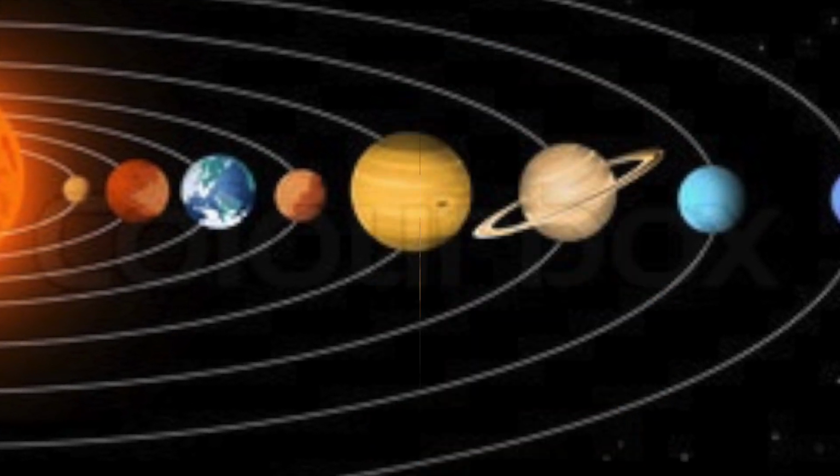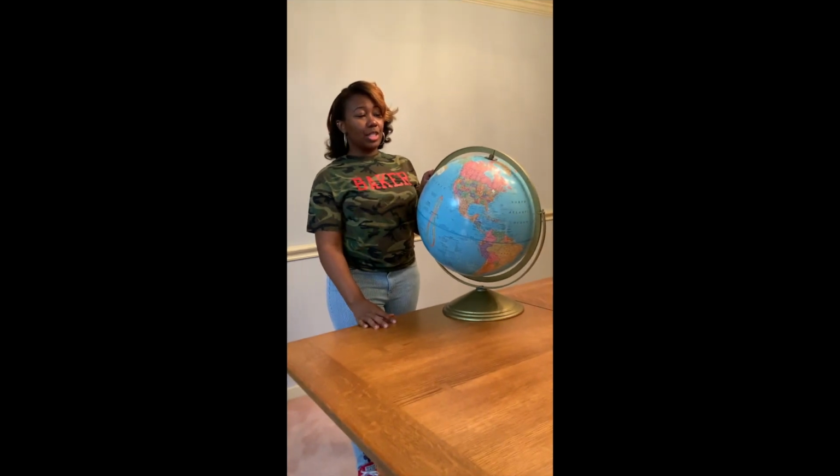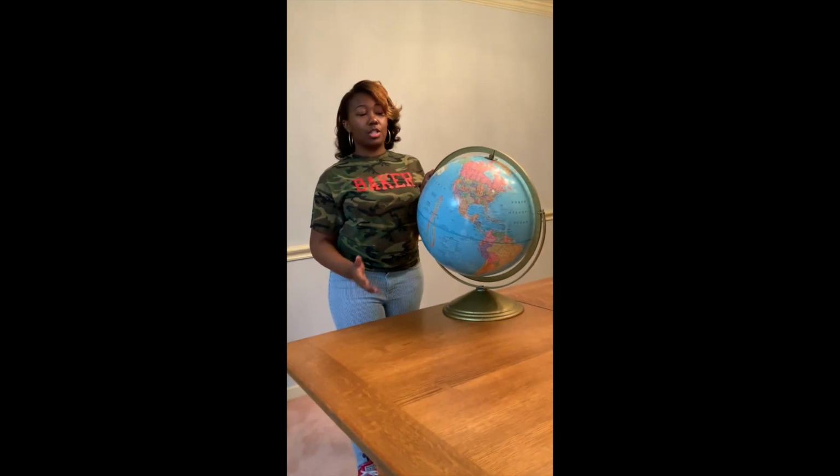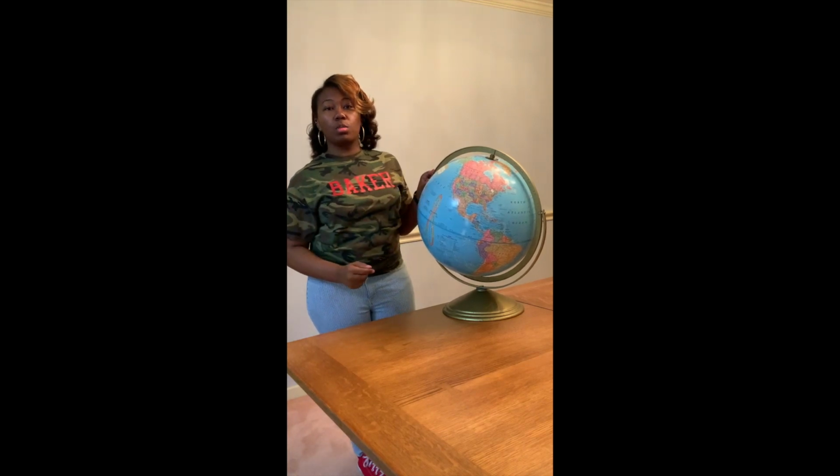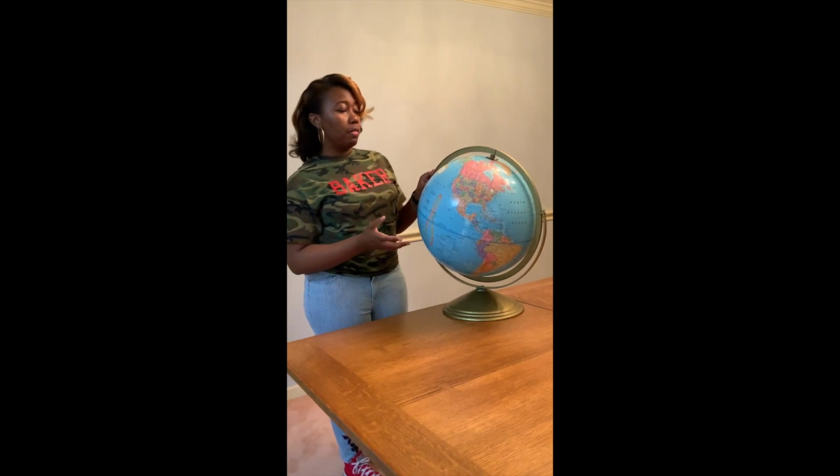Today we'll be using models to learn how we get day and night and our moon phases. Now I want you to pay close attention because in the end there's a Kahoot challenge. Everyone can join. This is a globe. I'll be using this globe to help me explain rotation. What is a globe? A globe is a model of the Earth.